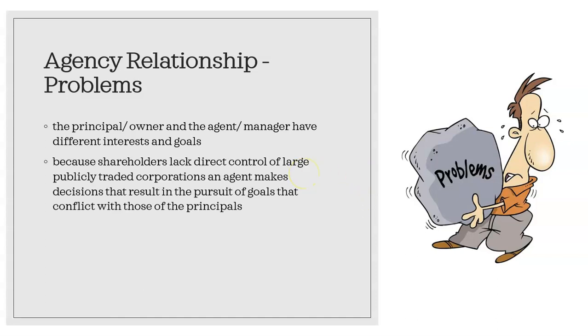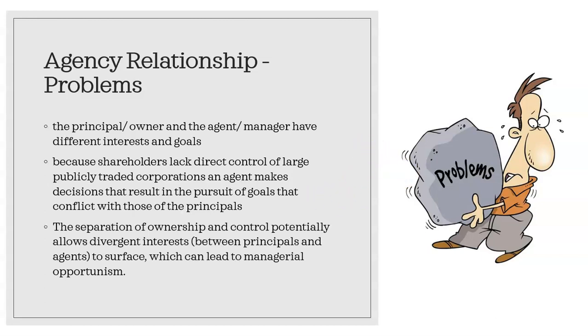Also, because shareholders lack direct control of large publicly traded corporations, an agent makes decisions that result in the pursuit of goals that conflict with those of the principals. So this stems from the first point. They have different interests, but the second point is saying that the manager or the CEO may make decisions that the owner of the company is not in agreement with. And because the CEO has the authority to make that decision, there pretty much isn't anything that the owner can do.